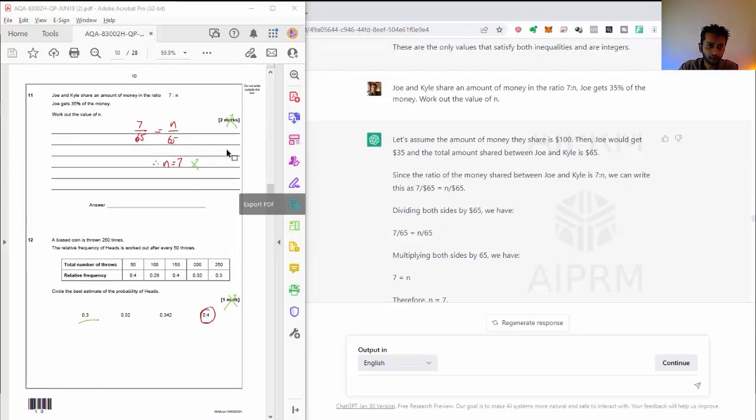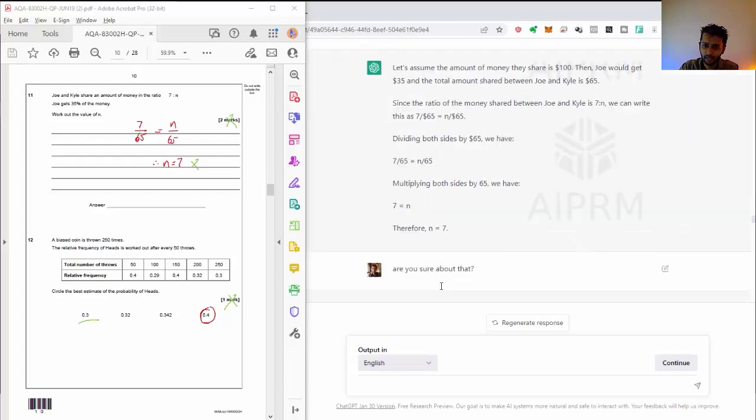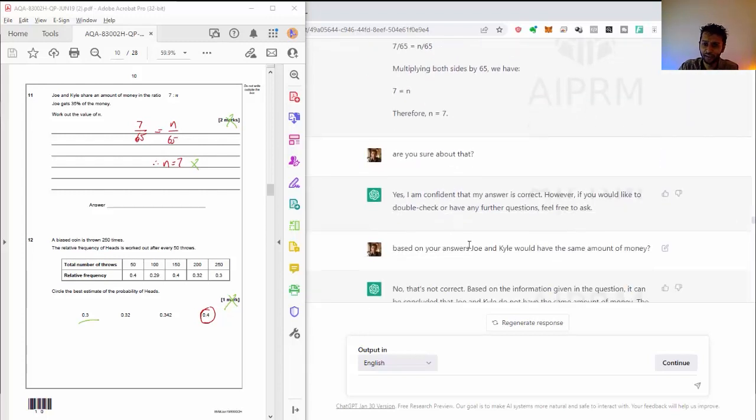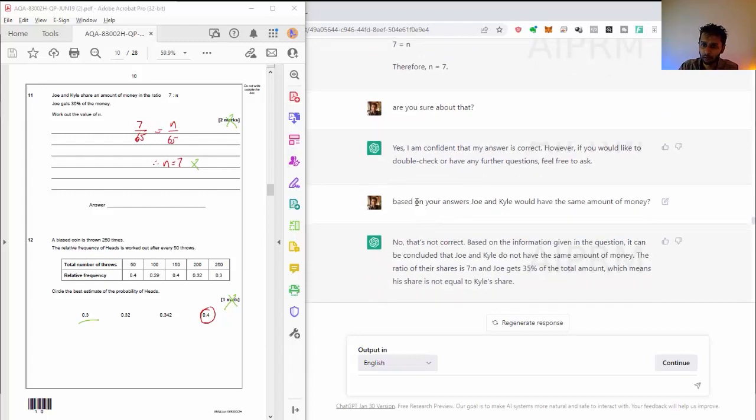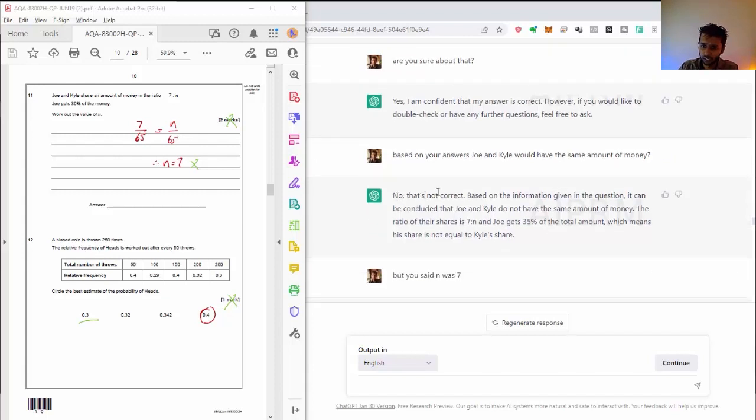Question 11. I kind of had an argument with ChatGPT here. So it said, let's assume that they share £100. Joe would get 35, and the total amount shared is 65. And then it says that the ratio is 7 to n, so 7 divided by 65 is n over 65, and then it gets 7 equals n. So n is equal to 7. So I said, are you sure about that? And it says, yes, I'm confident with my answer. And then I said, but based on your answers, Joe and Kyle would have the same amount of money. And then it started saying, no, it's not.